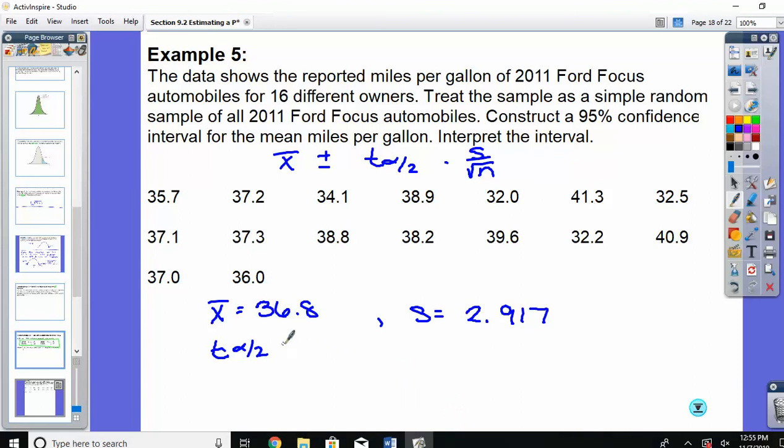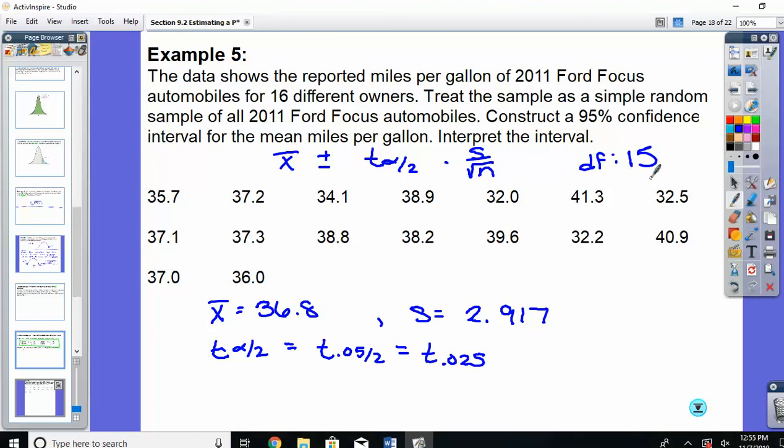Okay. Now I need my T alpha over 2. So we have to think. If I want 95%, that means the tail is 5%, right? So that's like 0.05 over 2 or T 0.025. Now I need my degrees of freedom. Degrees of freedom is always 1 less than the number in your sample. So how many were in my sample? So my degrees of freedom would be 15.